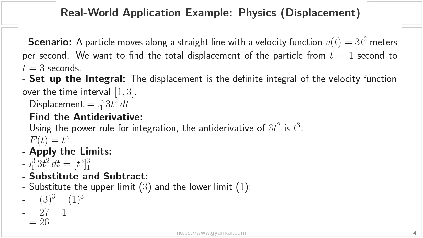Finally, we substitute the upper and lower limits into the antiderivative and subtract. First, we substitute the upper limit, 3, into t cubed, which gives us 3 cubed, or 3 times 3 times 3, which equals 27.